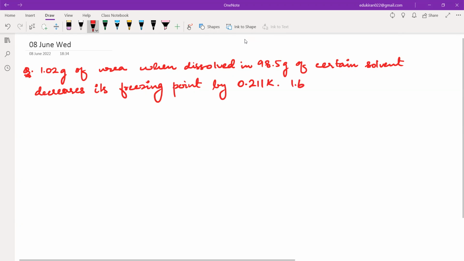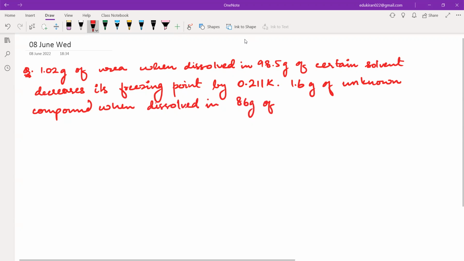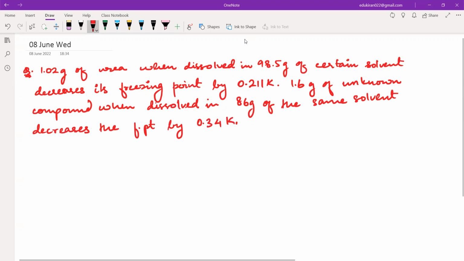Now 1.6 grams of an unknown compound when dissolved in 86 grams of the same solvent decreases the freezing point by 0.34 kelvins. Okay, so we have two situations.